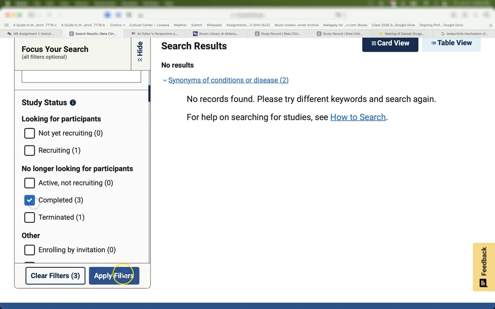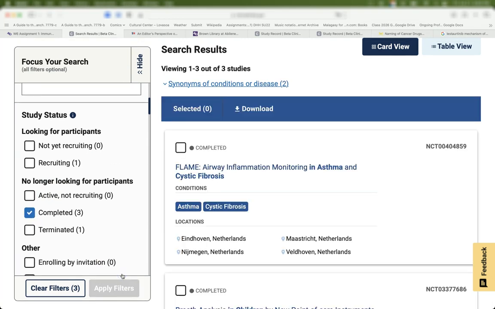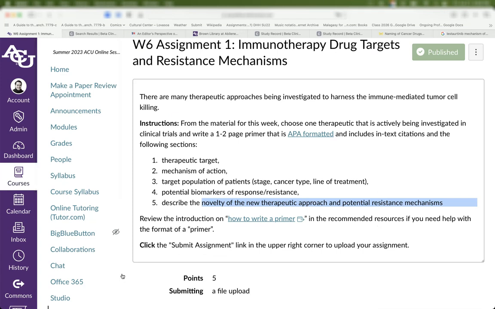But there are 3 that are completed. So we could look at this, and what you want to do is avoid using one of these completed ones, even though it's tempting, you see that there are 3, because this is supposed to be something that is actively being investigated.